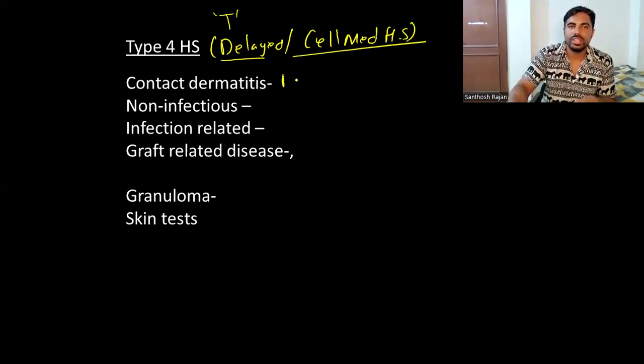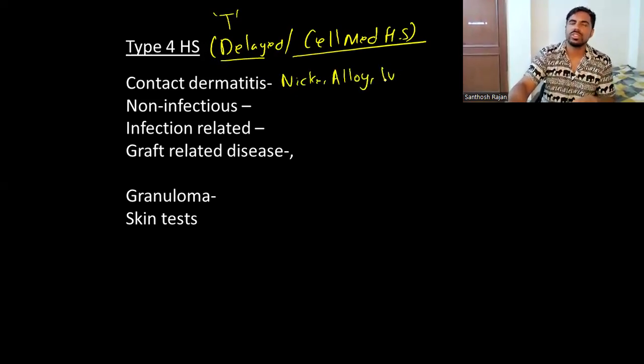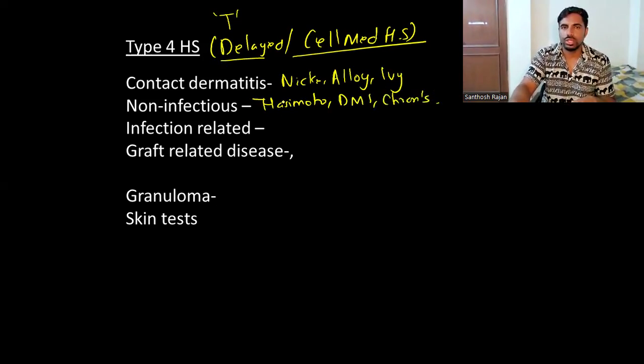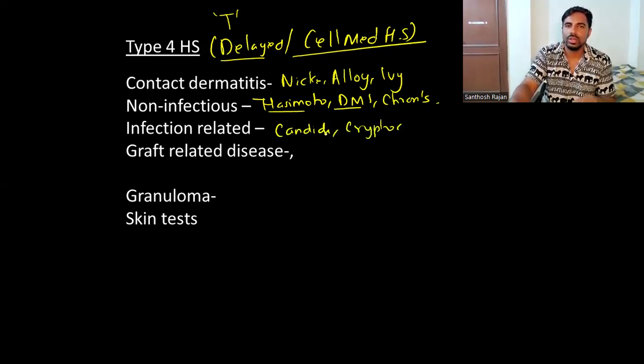Contact dermatitis, anything with contacts, nickel, alloy, any allergic substance, poison ivy, anything poison, contact dermatitis. Non-infectious diseases, like Hashimoto's thyroiditis, even diabetes mellitus type 1 will come here, Crohn's disease. These are classic examples. Infection-related means you can say candidiasis, T cell defect means candidiasis, cryptococcosis, all these come very commonly. Histoplasma, everything, histoplasma, etc.